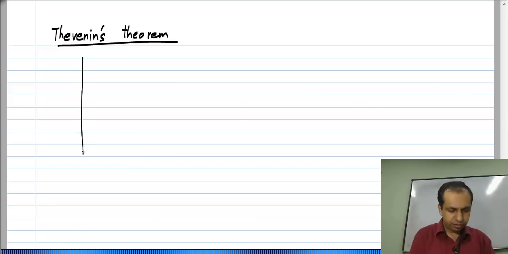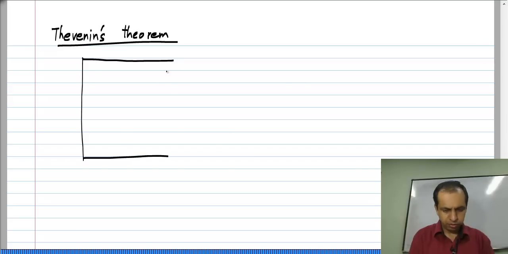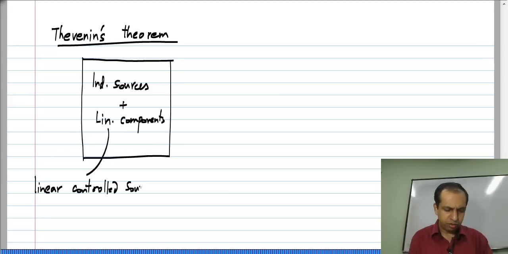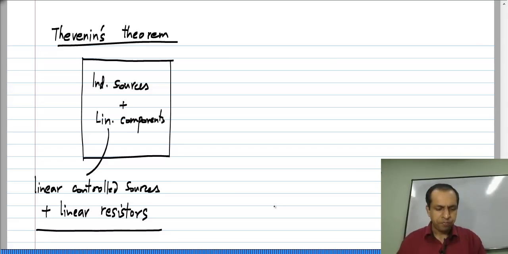Let's say you have a circuit with a number of independent sources and linear components. Linear components, of course, mean linear controlled sources plus linear resistors. Basically the controlled sources and resistors we have considered so far. Now, one restriction is that the controlled sources be controlled by quantities inside this block. Let me call this N.